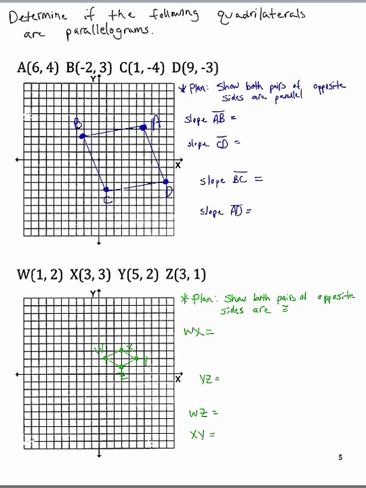If you look at example number 1, I'm given 4 points, A, B, C, and D, and I've plotted them on the coordinate plane, and it looks like a parallelogram, but my job is to verify if it actually is.